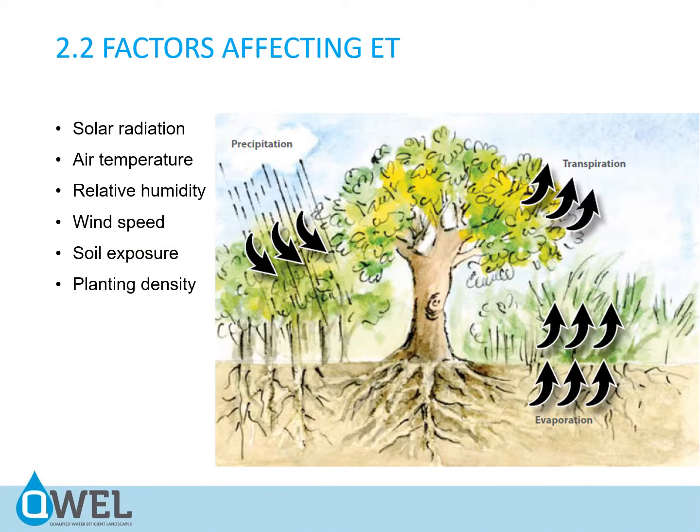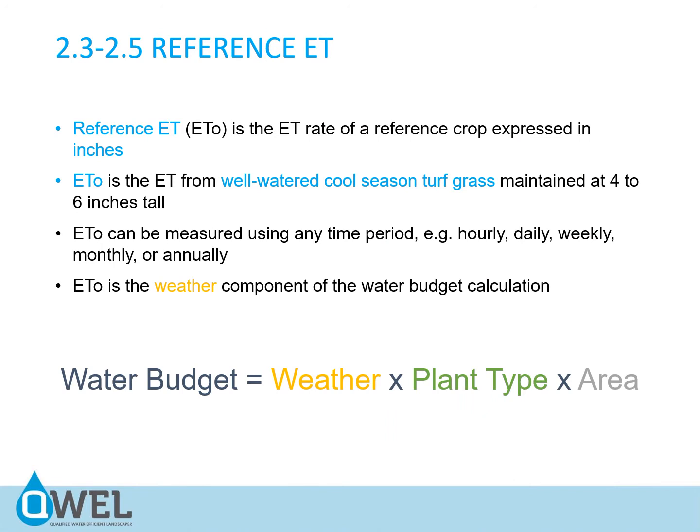2.2 Factors affecting ET. Solar radiation, air temperature, relative humidity, wind speed, soil exposure, and planting density. 2.3 to 2.5 Reference ET. Reference ET, or ETo, is the ET rate of a reference crop expressed in inches. ETo is the ET from well-watered, cool season turf grass maintained at 4 to 6 inches tall.